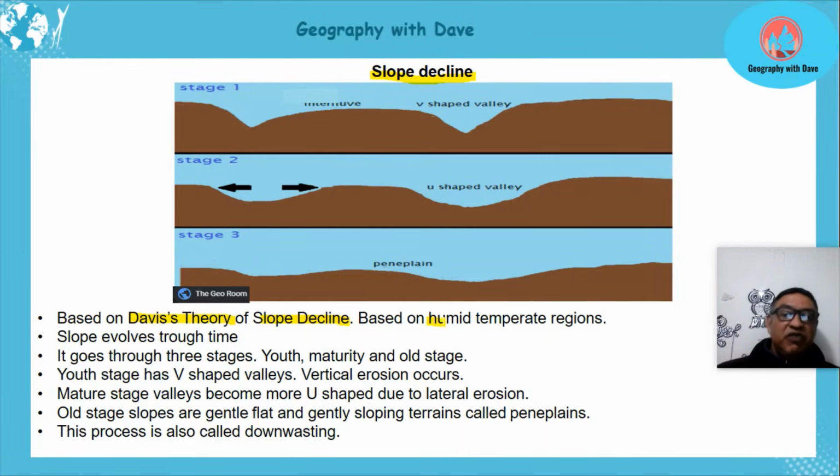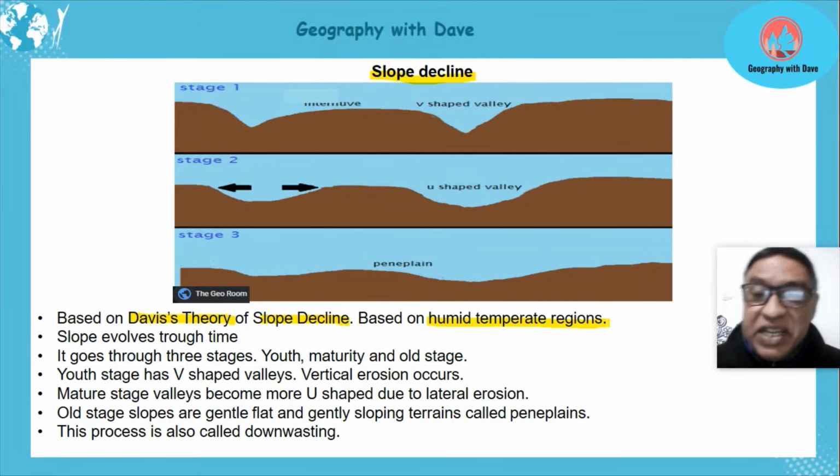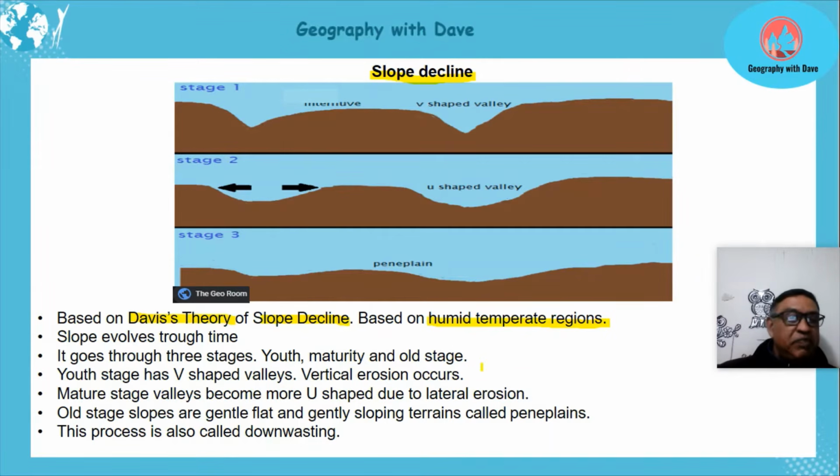He used a lot of humid areas, okay, humid temperate regions, because you found that there's water erosion, etc., happening. Obviously, we all picked up, and it works everywhere. Slopes evolve through time, through geomorphological time. Okay, geomorphological time. Just remember that, geomorphological time. All right. Now, it takes millions of years or whatever.